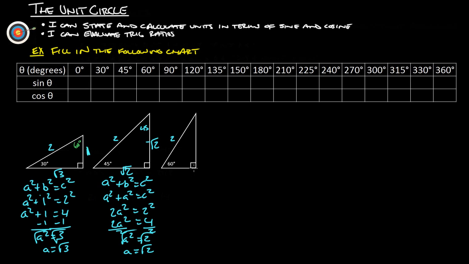And then this one here, we have 90, 60, and then this is 30. This is the exact same triangle as this, just reoriented. So the short leg is going to be 1, our hypotenuse is going to be 2, and the long leg is going to be square root of 3. Hopefully you'll remember some of that from geometry.